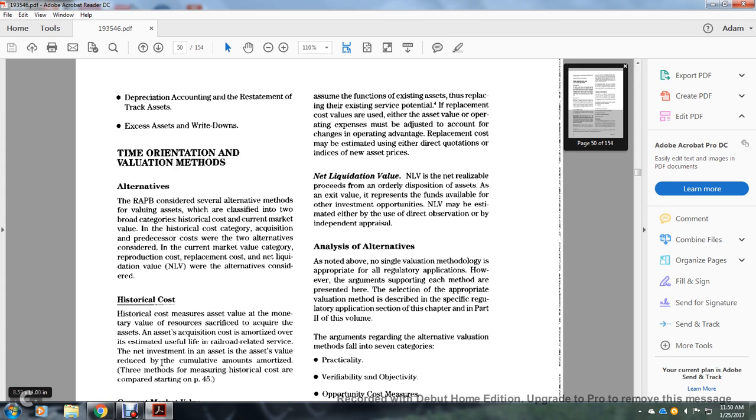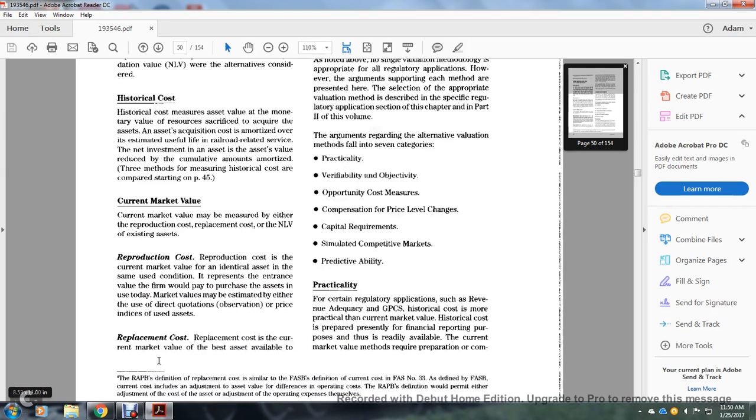The three methods of measuring historical costs are compared on page 45. Reproduction cost is the current market value of an identical asset in the same condition for the same use. It represents the amount a firm would pay to purchase the asset for use today. Market value is estimated with either direct quotations or observation of price indices.